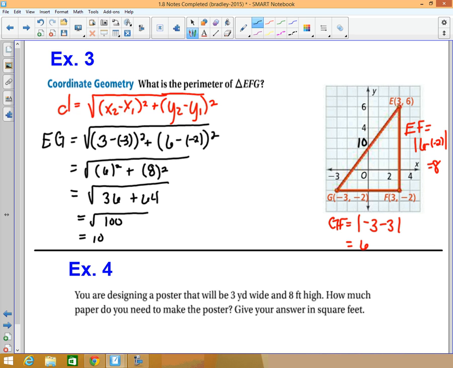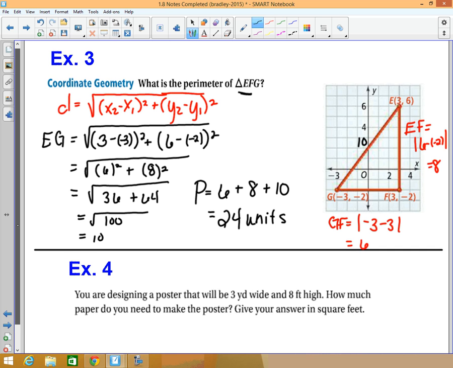So EG will be 10. Now we have to remember that we actually want to know perimeter. So if I go back, I can say P is going to be equal to 6 units plus 8 units plus 10 units. So 6 and 8 give me 14, plus 10 gives me 24 units for that. And I say units just because I don't have inches or centimeters or anything.